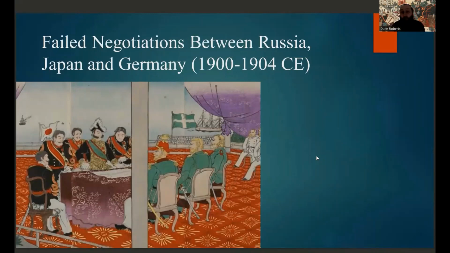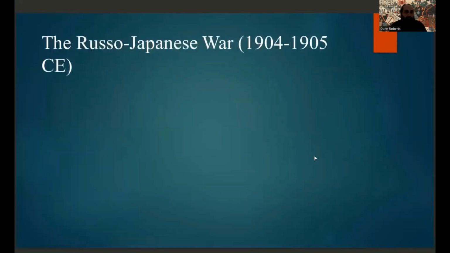These negotiations took place between 1900 and 1904, and with the failure of these negotiations came the outbreak of the Russo-Japanese War, which lasted from 1904 to 1905 CE.